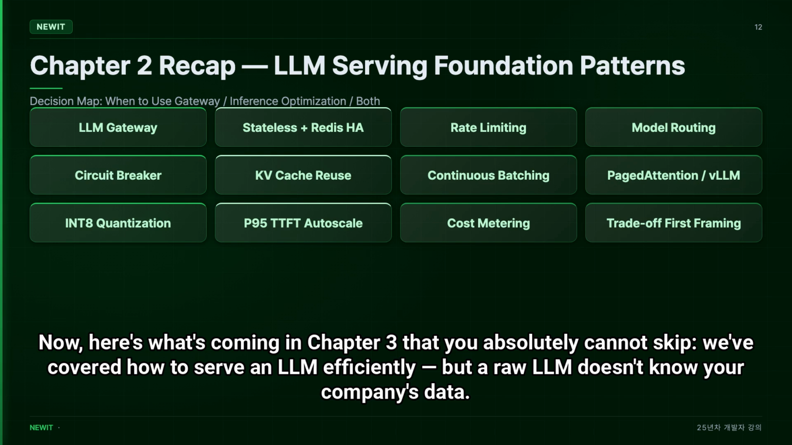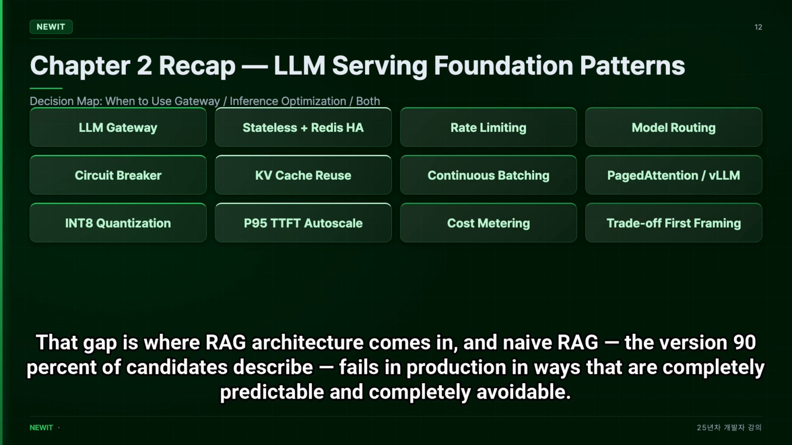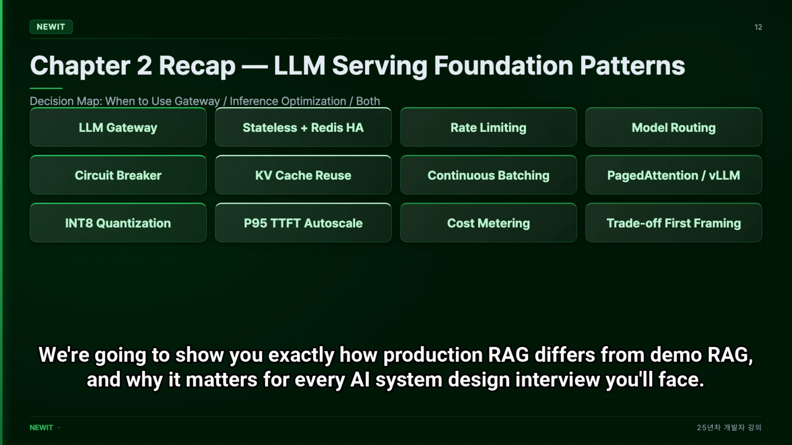Now here's what's coming in Chapter 3 that you absolutely cannot skip. We've covered how to serve an LLM efficiently. But a raw LLM doesn't know your company's data. That gap is where RAG architecture comes in, and naive RAG, the version 90% of candidates describe, fails in production in ways that are completely predictable and completely avoidable. We're going to show you exactly how production RAG differs from demo RAG, and why it matters for every AI system design interview you'll face.